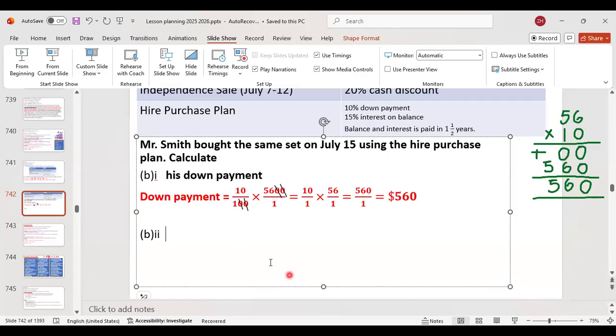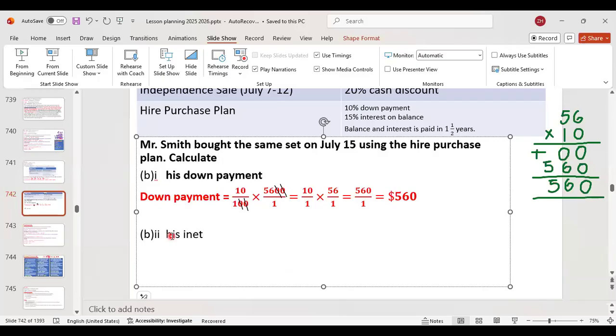The next question that we have, so we got the down payment. What do you think the next question is going to be? Let's see if you're all geniuses. What do we want to figure out? The interest. Very good. We want the interest. So the next question is the interest.